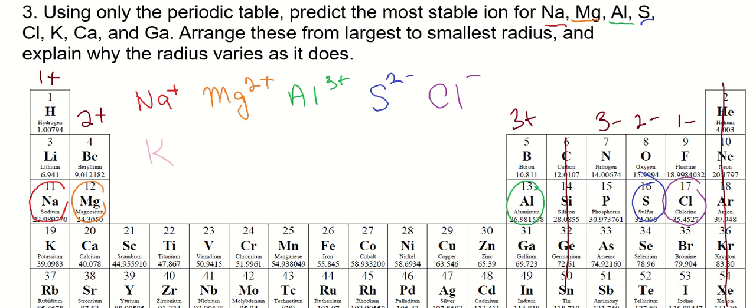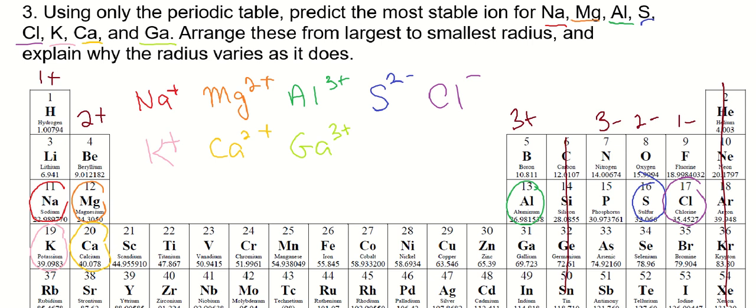Potassium in the same group is going to have a 1 positive charge, and calcium is going to have a 2 positive charge, and there we go. Let me go back and match these colors up. And gallium, so those are your most stable ions.